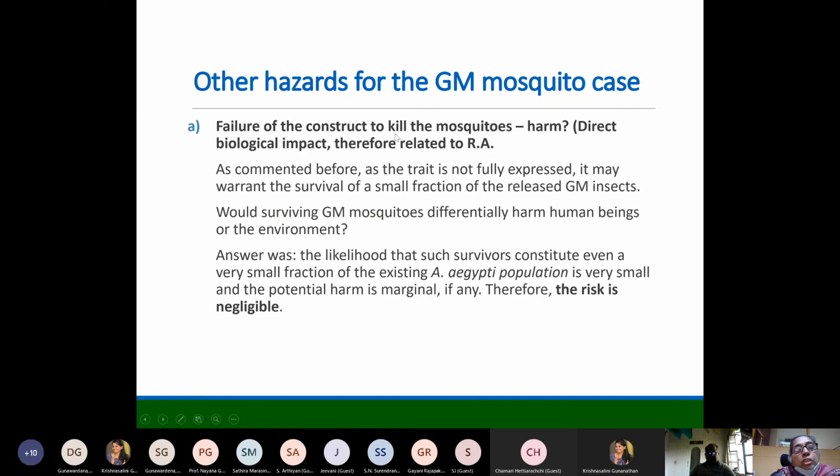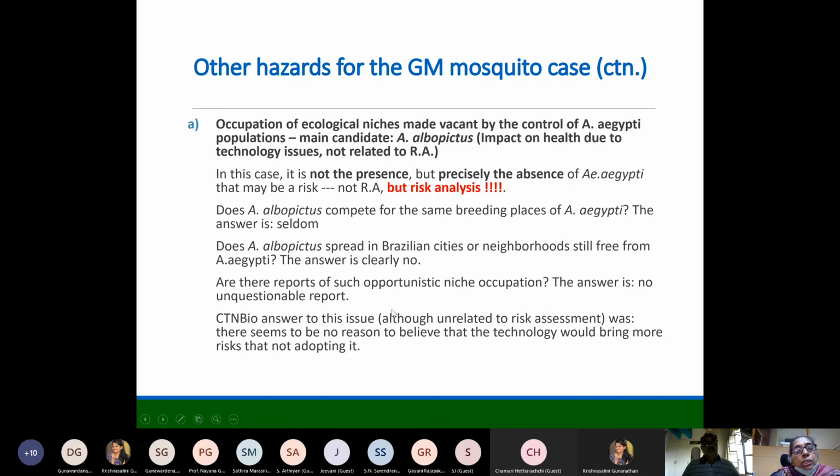Similarly, failure of the construct to kill the mosquitoes. The trait is not fully expressed, and it may allow the survival of a small fraction. Then would these surviving GM mosquitoes differentially harm human beings? The answer was that the likelihood of such survivors is a very small fraction and the potential harm is marginal, therefore the risk is negligible. So this is the whole process that they have gone through.